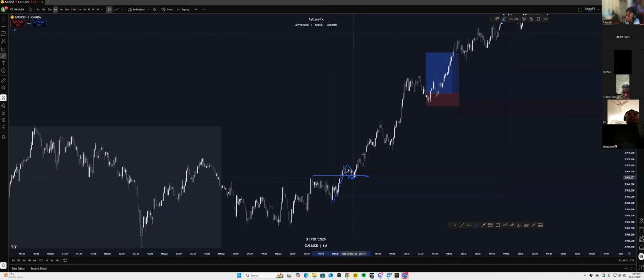Price did this, pull back. This could have been a buy. Price did this, pull back. This could have been a buy. But one thing you can see here is that every single buy happened here.